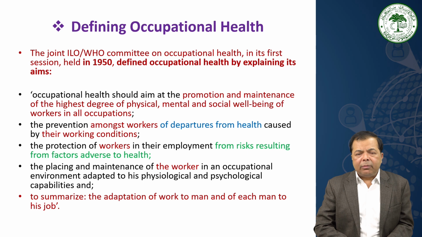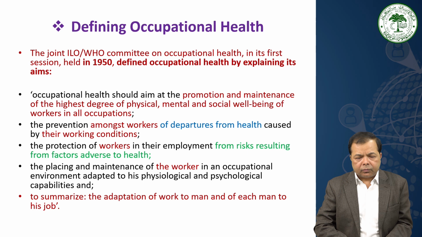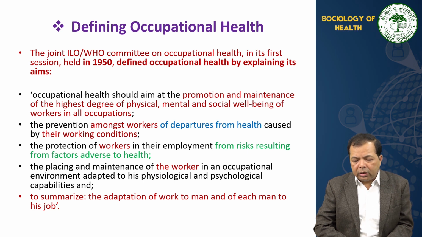Now, we need to define this basically, because we can talk about the problem or the issues only when we have a specific definition. So, there is the International Labour Organization and World Health Organization Joint Committee on Occupational Health, and way back in 1950 it defined occupational health by explaining its aims. So, defining the concept by defining the aims, so that we can agree upon things and try to understand. According to this definition, occupational health should aim at the promotion and maintenance of the highest degree of physical, mental, and social well being of workers in all occupations.